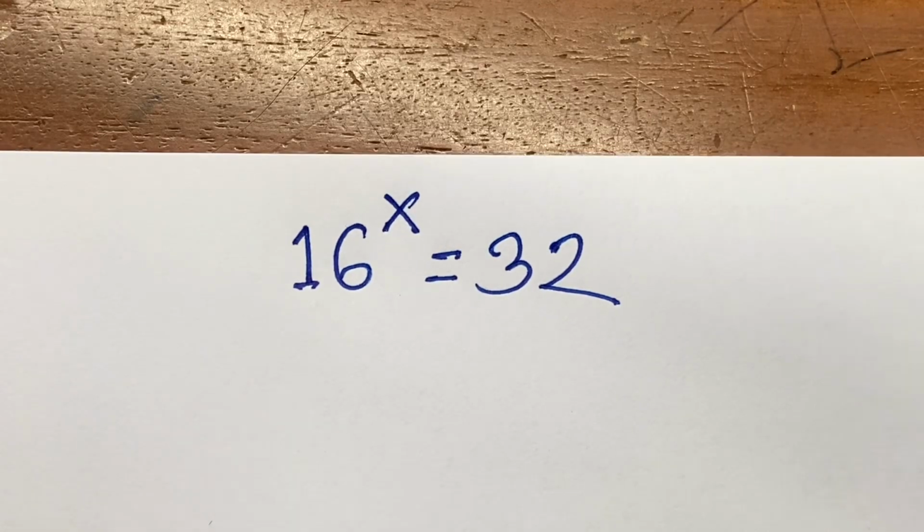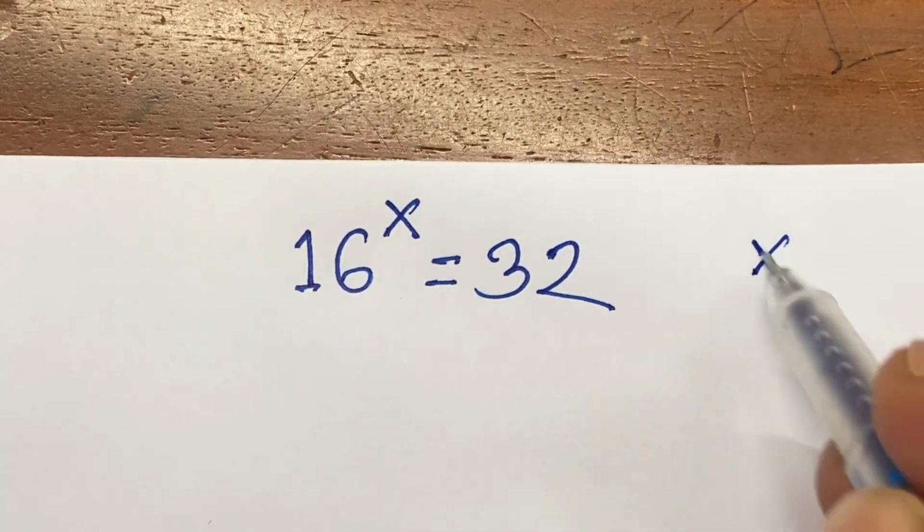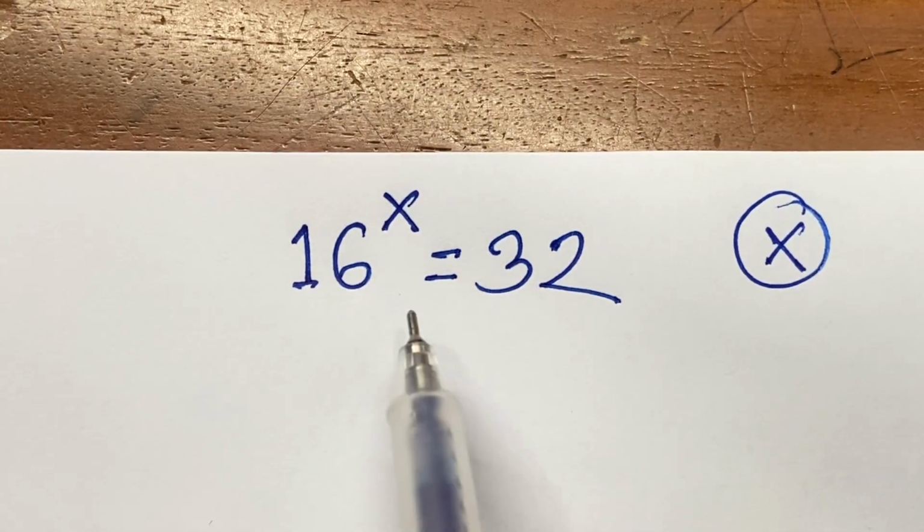Hello everyone, how to solve this exponential equation? This question is 16 to the power x equals 32, where we have to find out the value of x. So here is 16, here is 32.